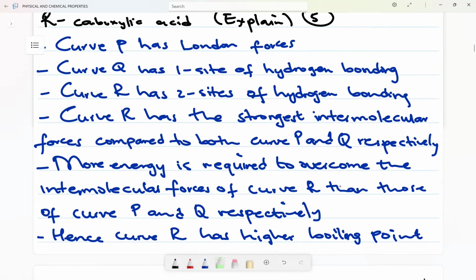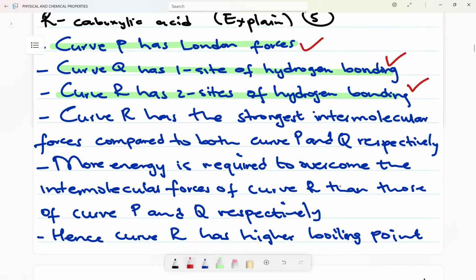The first mark is that you tell us this has London forces. Then telling us Kev Q has one side of hydrogen bond, and Kev R has two sides of hydrogen bond. Or you can combine the statement and say both Kev Q and R have a hydrogen bond, but Kev Q has one side of hydrogen bond. But can you see you're wasting your time? So already you have 3 marks here by outlining. Sometimes the examiner can make it 1 mark.